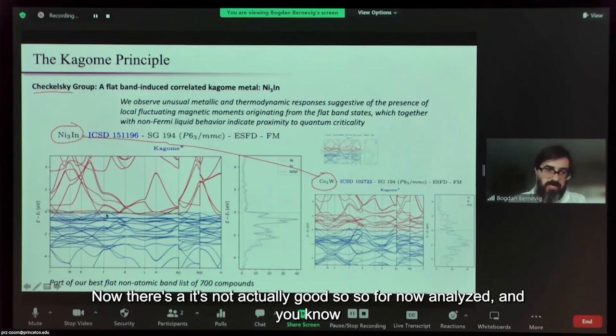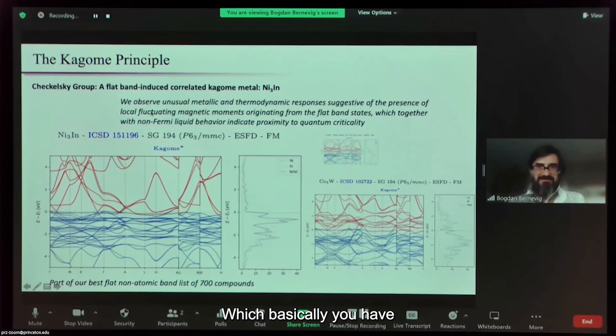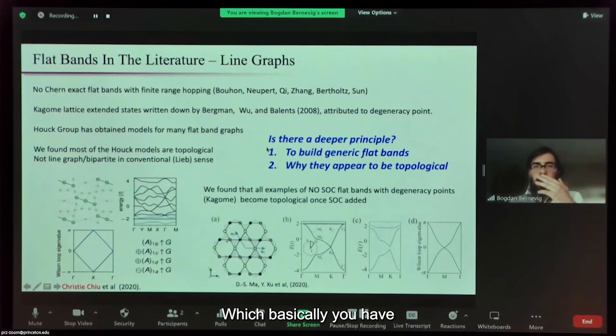Now, Kagome planes are layered, so they're flat in only some directions. But you can find 3D line graph lattices that are flat in all directions, even though they have strong hopping. Okay, so the line graph principle will give you flat bands. It exists in the literature, in realistic materials. What else is known about flat bands?